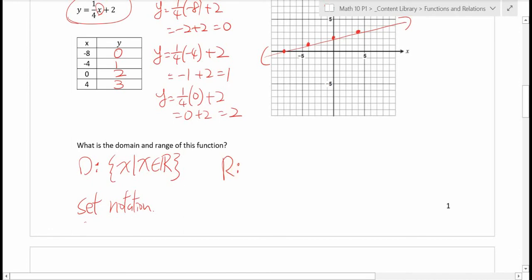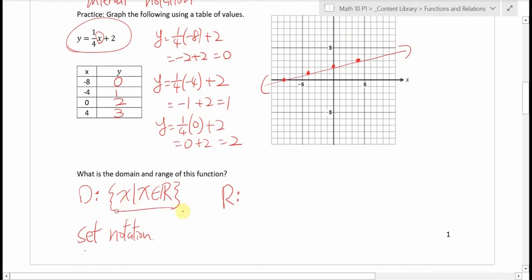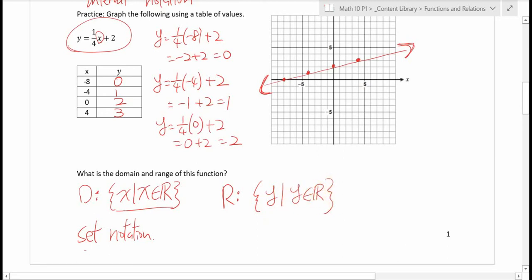The reason why the domain is all real numbers is because the line keeps going to the right and keeps going to the left. Similarly for range, it keeps going downwards and keeps going upwards. So the range would just be the set of y values such that y is an element of all real numbers. Hopefully you're not finding graphing linear functions too difficult.